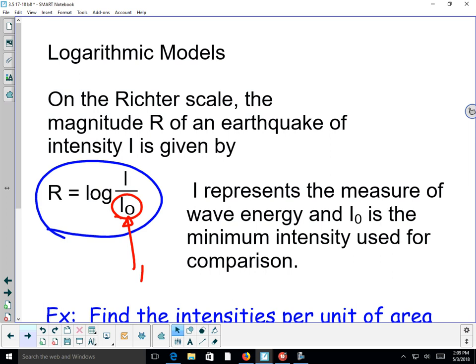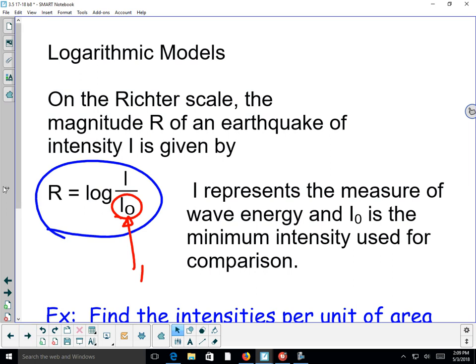Okay, let's switch topics and talk about logarithmic functions, and in particular, earthquakes. On the Richter scale, the magnitude R of an earthquake of intensity I is given by this formula: R equals log of I divided by I sub 0. I represents the measure of wave energy, and I sub 0 is the minimum intensity used for comparison. So for our purposes, anytime we see this formula, we're going to replace I sub 0 with 1.